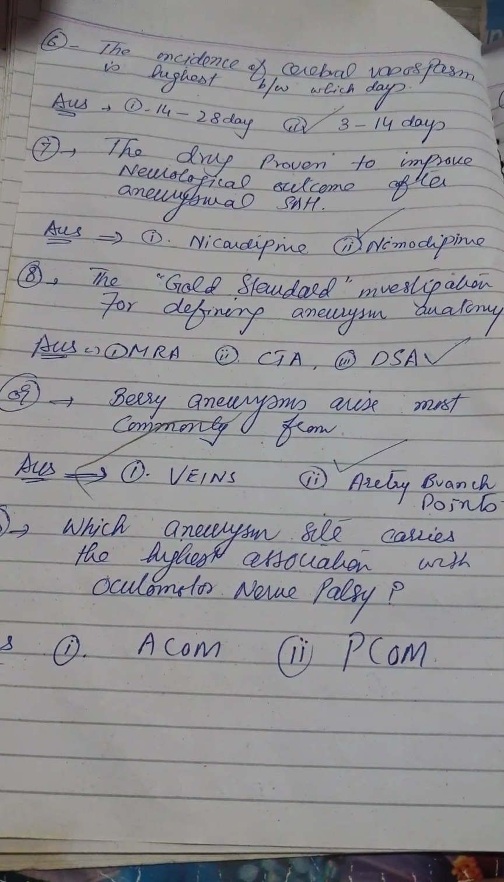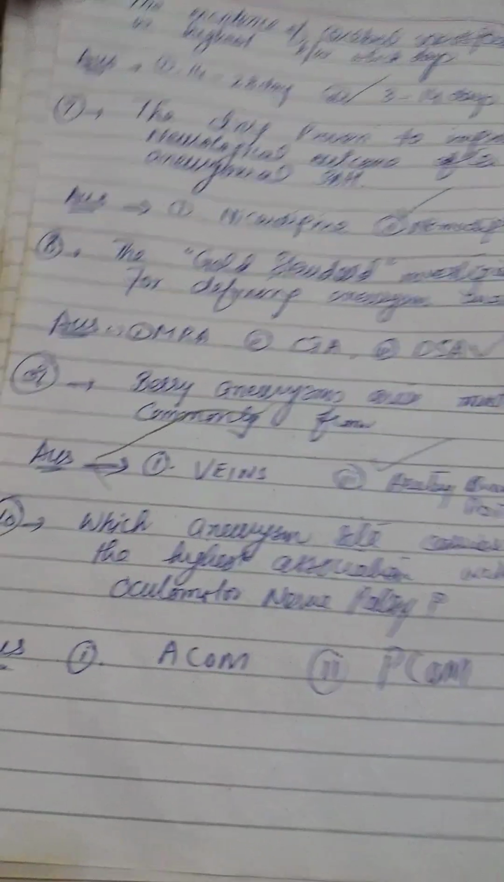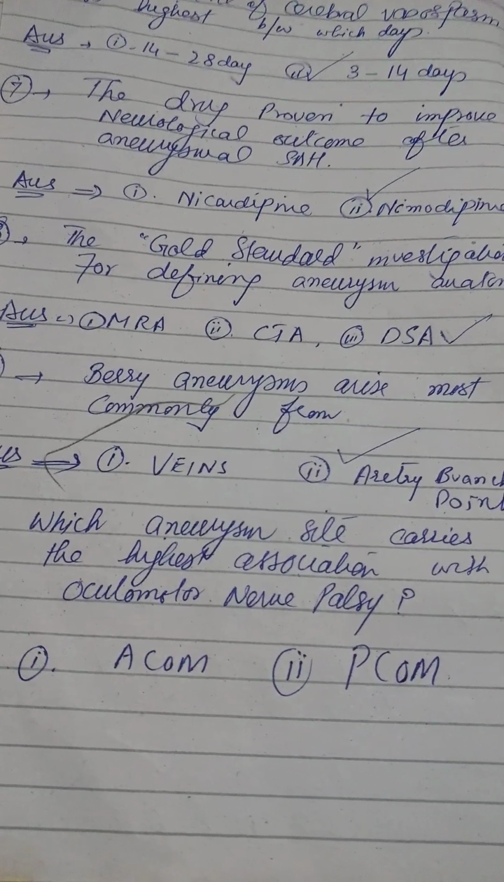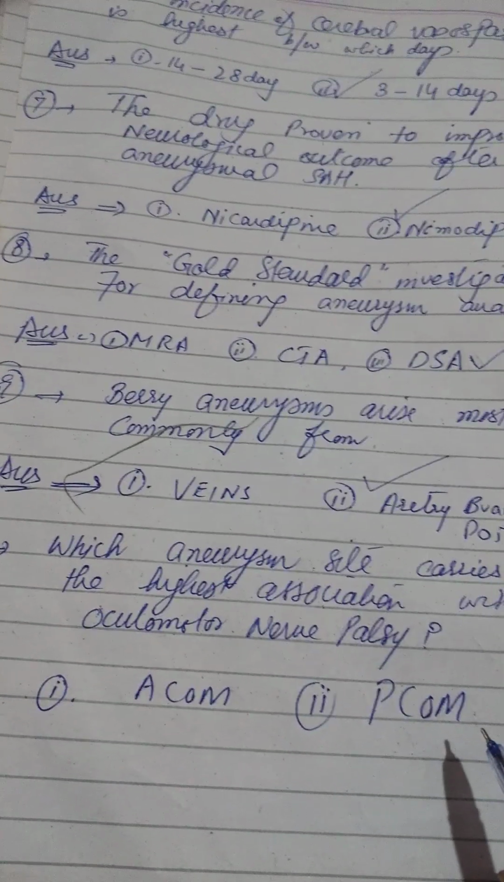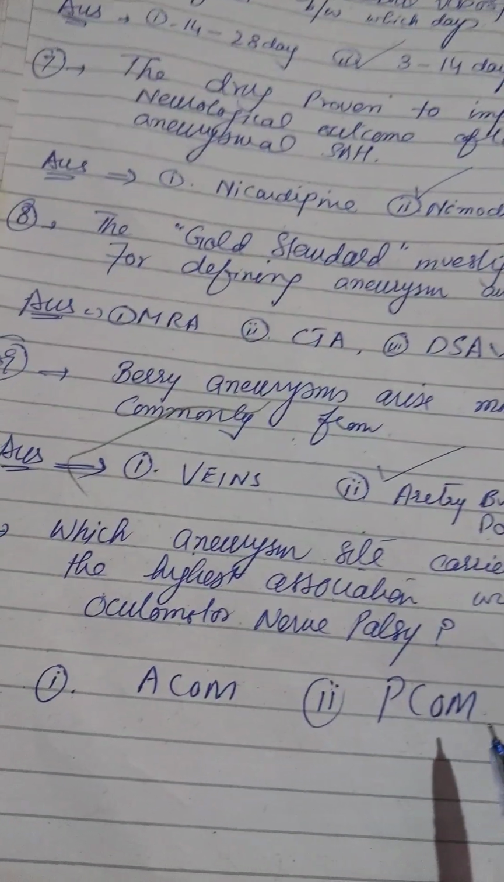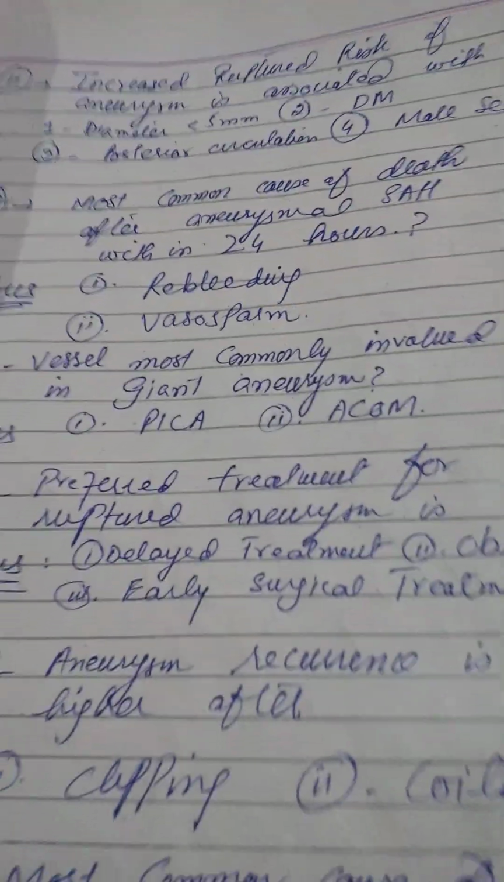Which aneurysm site carries the higher association with oculomotor nerve palsy? This question is repeated here; we have done it in a past question. Yes, you are right. Whenever third oculomotor nerve palsy association is asked, we will take posterior communicating artery.